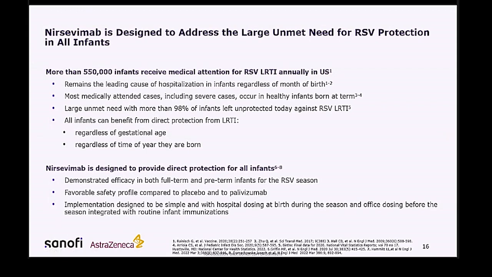So in conclusion, RSV represents a significant yearly burden on the healthcare system in the United States and is the leading cause of hospitalization in infants regardless of the month of birth. Severe RSV disease is unpredictable, with most medically attended cases occurring in healthy infants born at term. This means that despite all infants being at risk of RSV disease, currently only 2% are being protected.